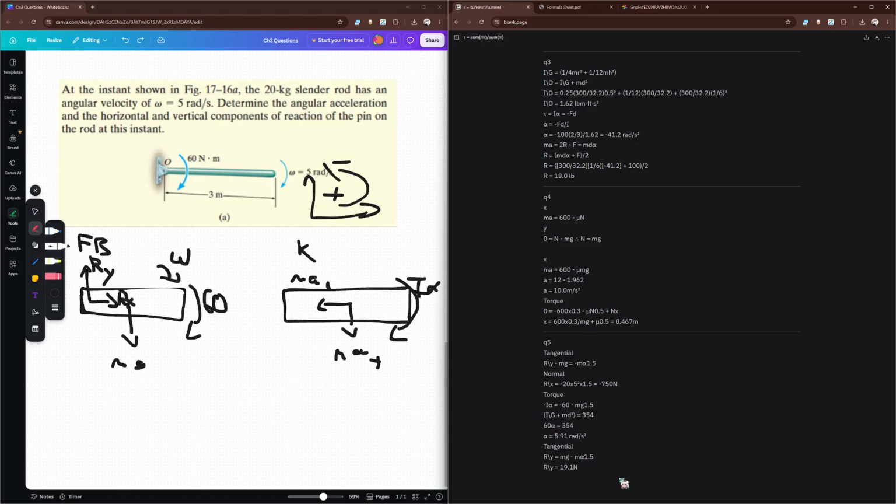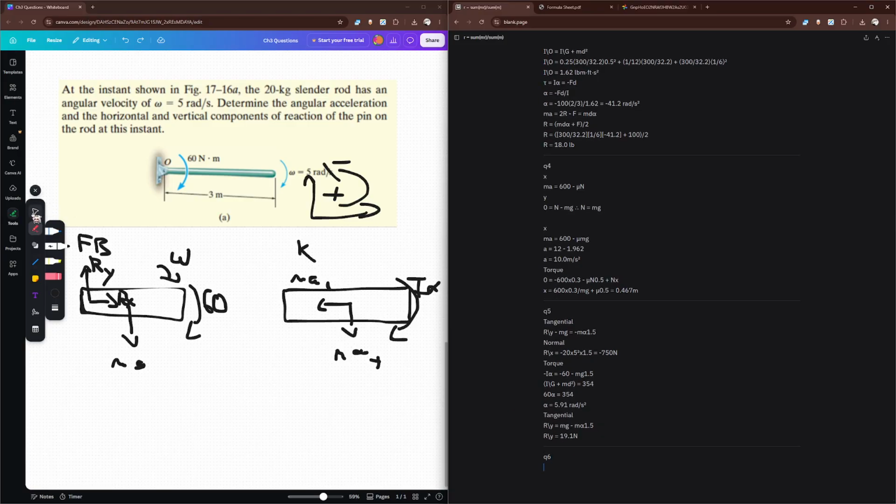Now, a question here that you might have is, instead of taking our moments around O, could we have taken our moments around G? Yeah, we could have, right? It would just make it that Ry exerts a moment instead of mg, right? Or torque, whatever you want to call it. So then we'd have two equations and two unknowns. Like we'd have alpha and Ry in both equations, so you just have to do some substitution. And that's all that changes.